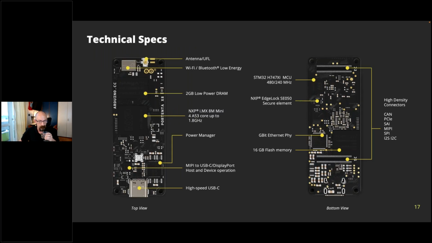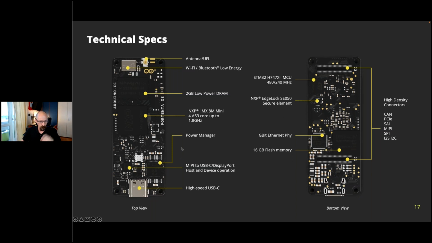So let's go deeper into the technical specification. The board, as you can see, is quite dense, and from the top we have the Wi-Fi and Bluetooth Low Energy chip. Then we have 2 GB of low power DRAM. Then we have the first beast, the NXP i.MX 8M Mini. It is quad core, up to 1.8 gigahertz. We have the power manager with power delivery. So on the USB-C, we do also provide power delivery.